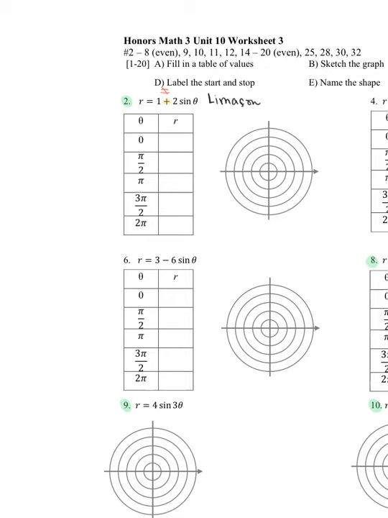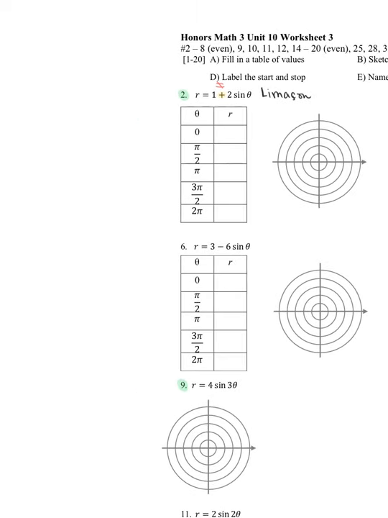Okay, so it asks us to fill in the table of values. So at the very minimum, I want you to always fill in at least 0 and pi over 2. And so I'm going to just do that off to the side right here. And so when I let theta equal 0, I would have r is equal to 1 plus 2 times the sine of 0. And so I'm going to go ahead and take a look at my ordered pairs here. So at 0, that ordered pair is 1 comma 0.